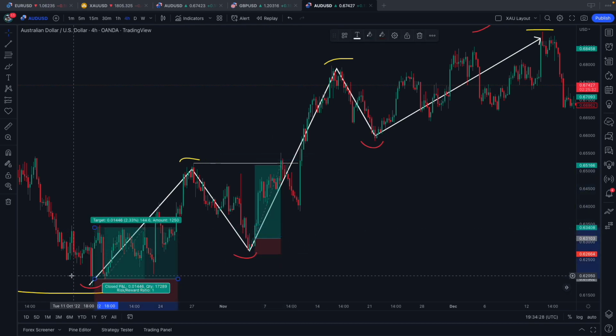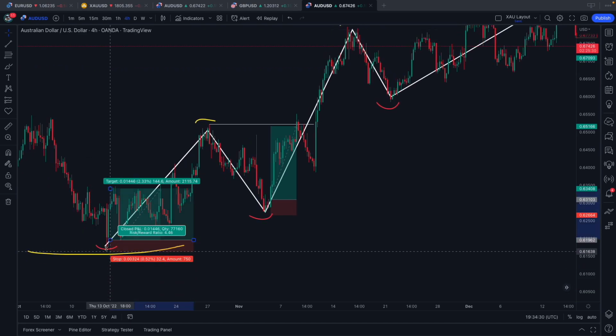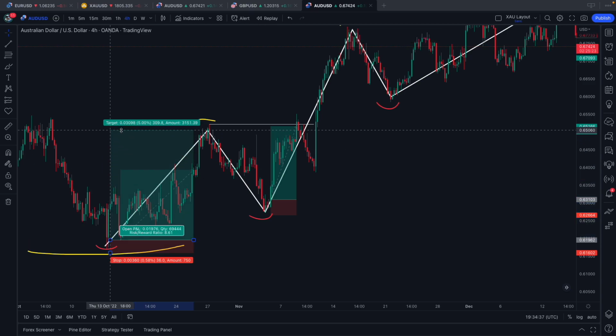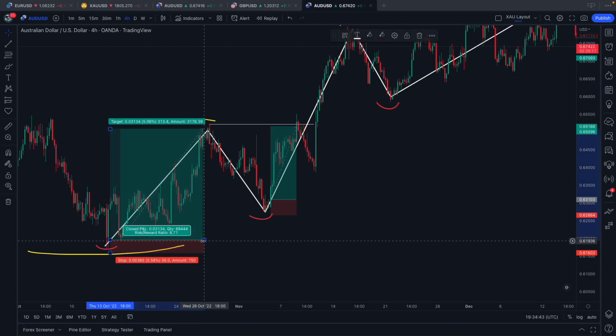Again, we place a buy position here. This time setting our stop loss just below this structural low. Our take profit set just below the previous structural high, being here. And as we can see, take profit is again achieved, generating us a generous risk to reward ratio of 1 to 8.7. Every £10, we're looking at £87 profit.